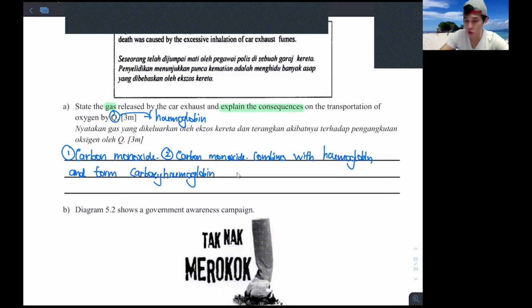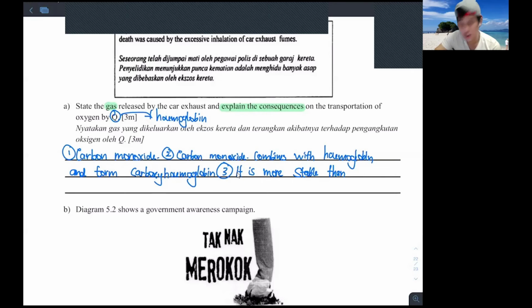Okay, so next you have to describe how carbon monoxide affects the transport of oxygen. What are the characteristics of carboxyhemoglobin? What do I have to mention about it? Yes, I will say that it is more stable than oxyhemoglobin.